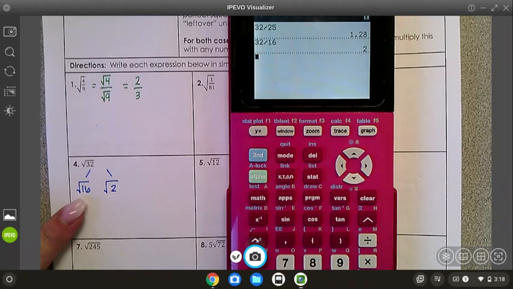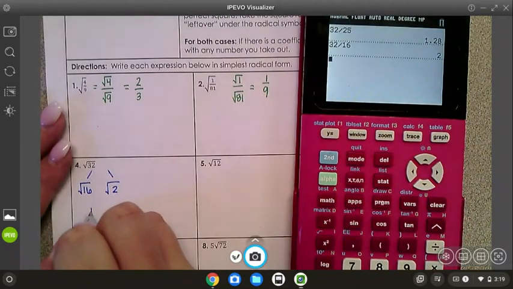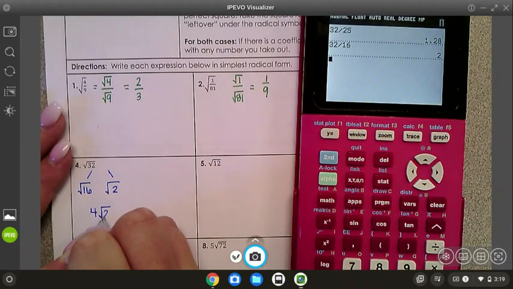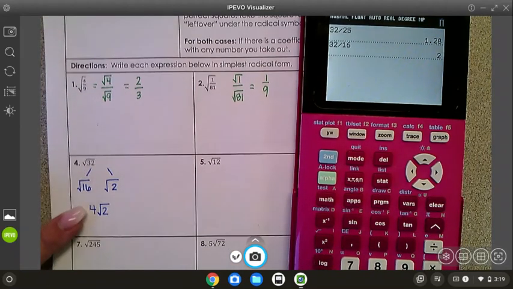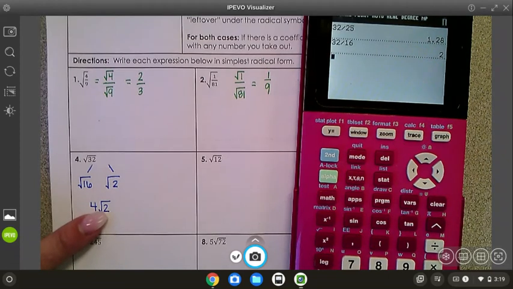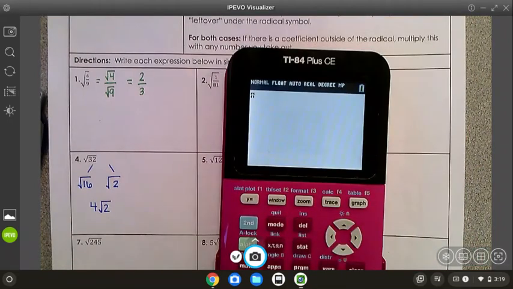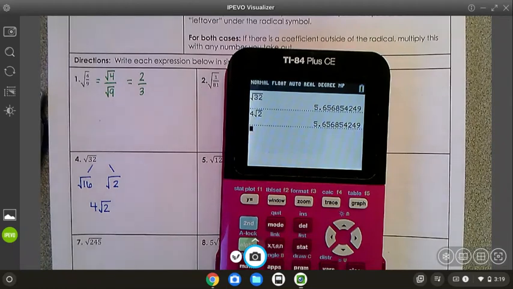And now we know that 16 is a perfect square. The square root of 16 is 4. And then we just leave this square root of 2 beside it. So the square root of 32 is 4 square root of 2, or I might say 4 radical 2. If you want to check your answer, type in the square root of 32 and type in 4 square root of 2 and see if you get the same decimal. If you do, you know that you had it correct.